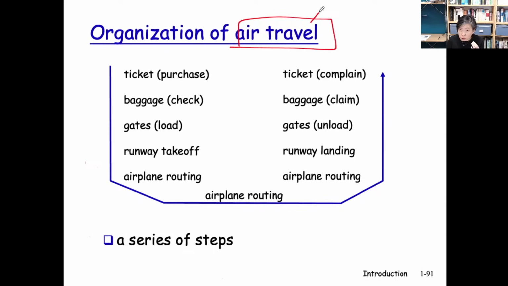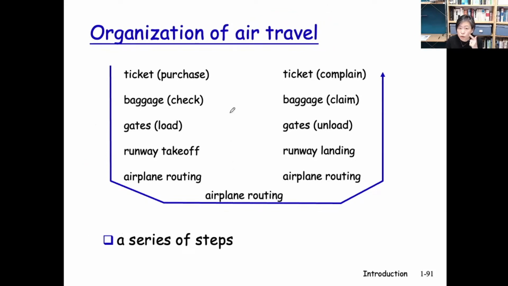And you will see also air travel and internet. Air travel to communicate people, internet to communicate data. They're somewhat similar, and therefore the architecture used by air travel is similar to the architecture used by the internet. By architecture here, I meant the service model, the way the service operates.